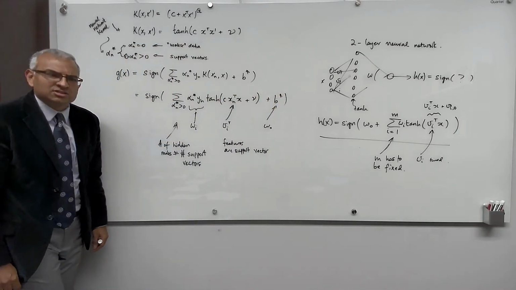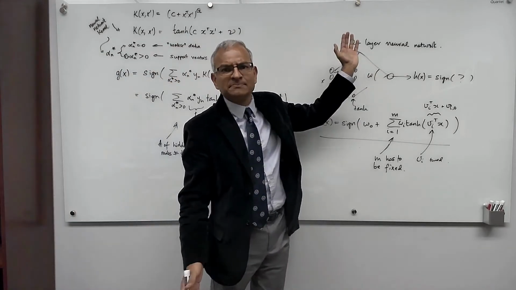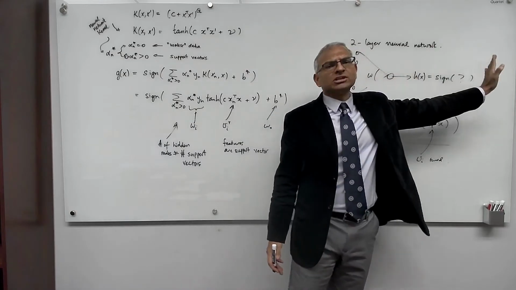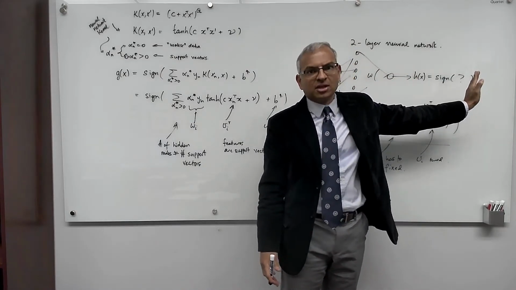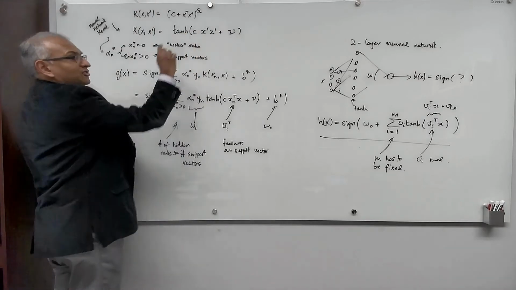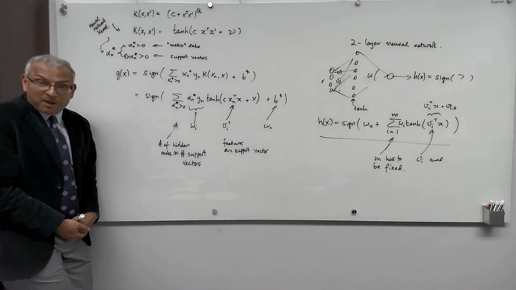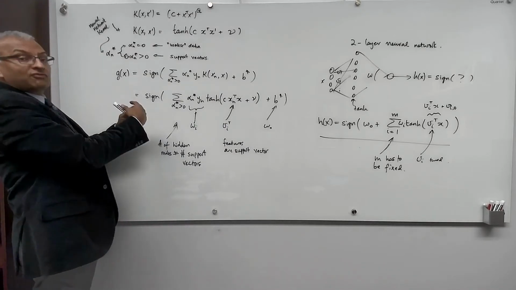Wow! Look at this power. Now, it turns out that the two hidden layer neural network is all you need to be able to implement anything. We use more depth in practice, but you don't need it in theory. And so what this means is that the support vector machine with the right choice of kernel can basically simulate the neural network.